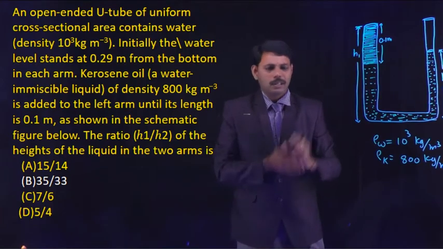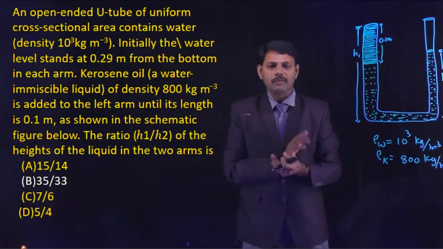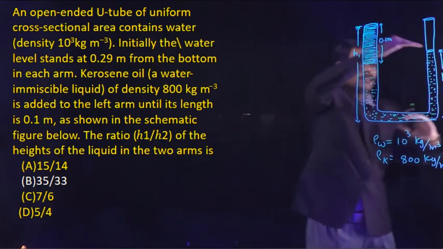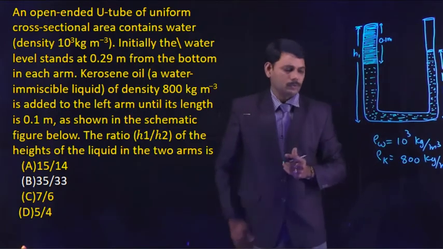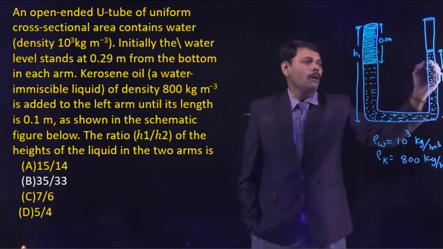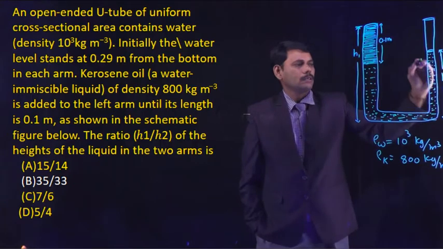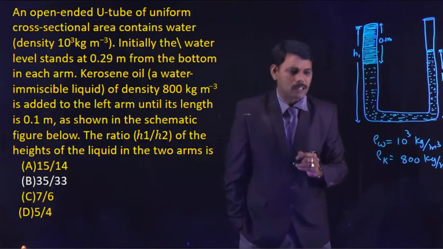We need the ratio H1 by H2 of the heights of the liquid as shown in the figure. This height is H1 and this height is H2. We have to find the H1 by H2 value. That is the question. Here, the dotted region is the region filled with water. The region filled with water is 2 into 0.29 meter.